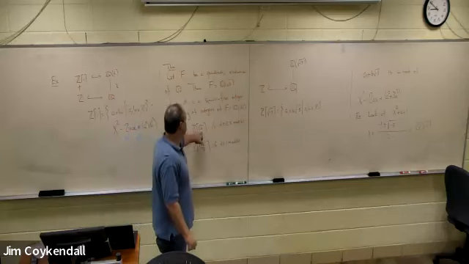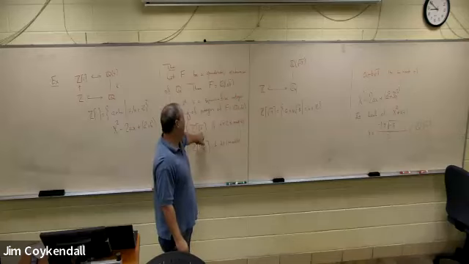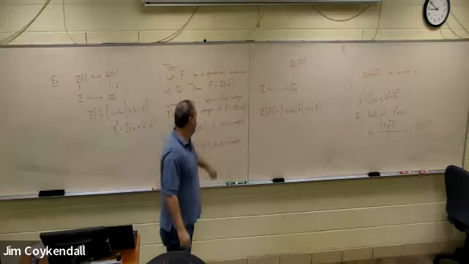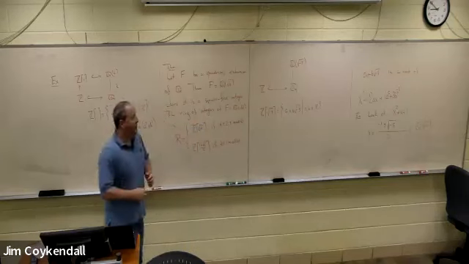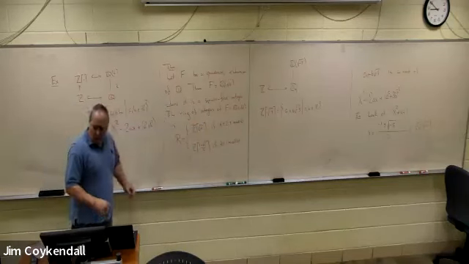This takes care of when D is negative 1, the i case, which is equivalent to 3 mod 4, and D equals negative 3, which is equivalent to 1 mod 4. Okay, any questions on that?